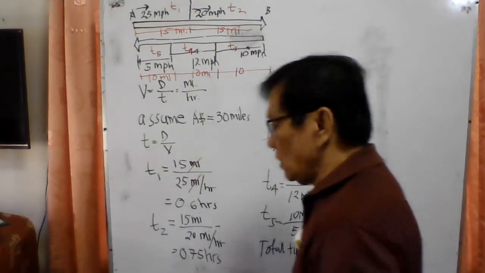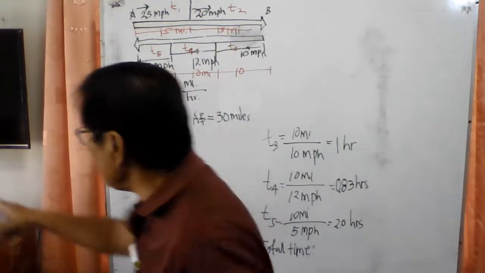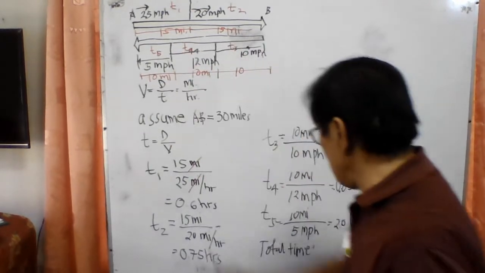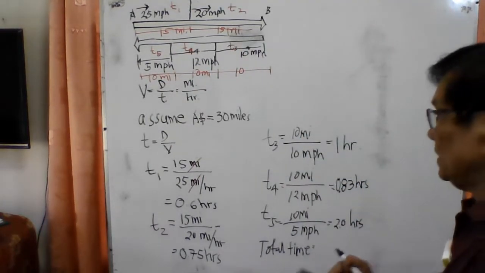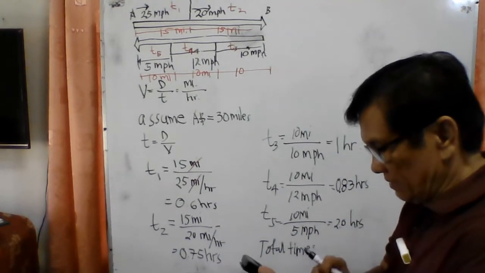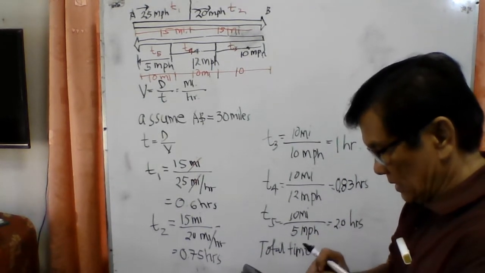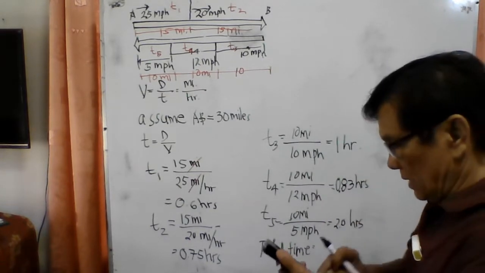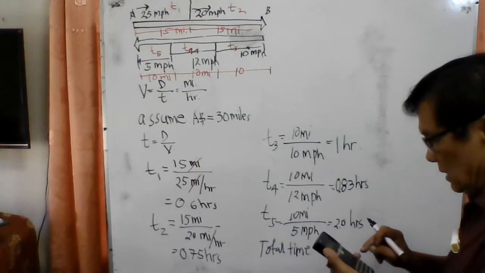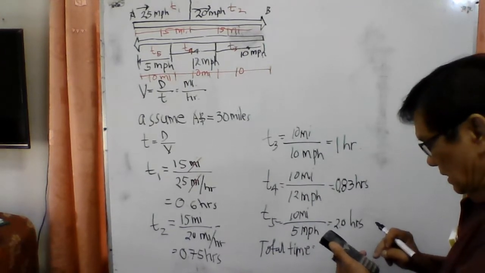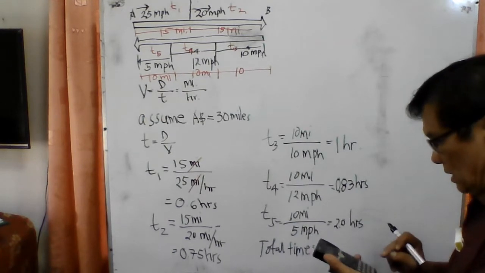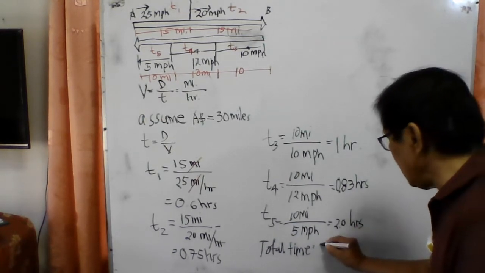So if you now add all of this, T1 plus T2 plus T3 plus T4 plus T5, you have 0.6 plus 0.75 plus 1 plus 0.83 plus 2. You have 5.18 hours.